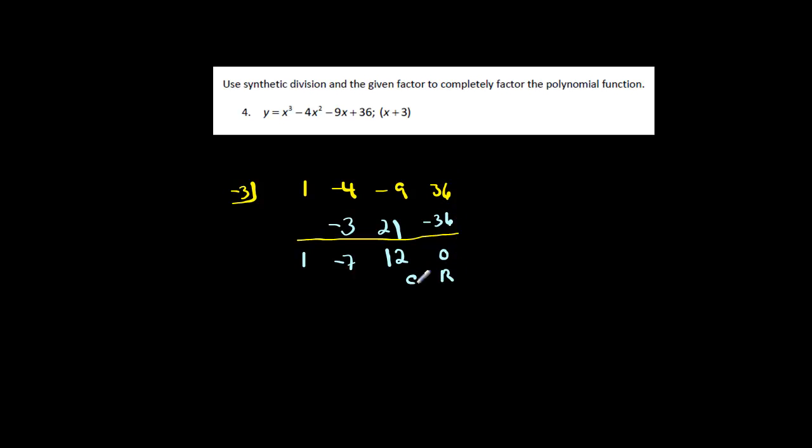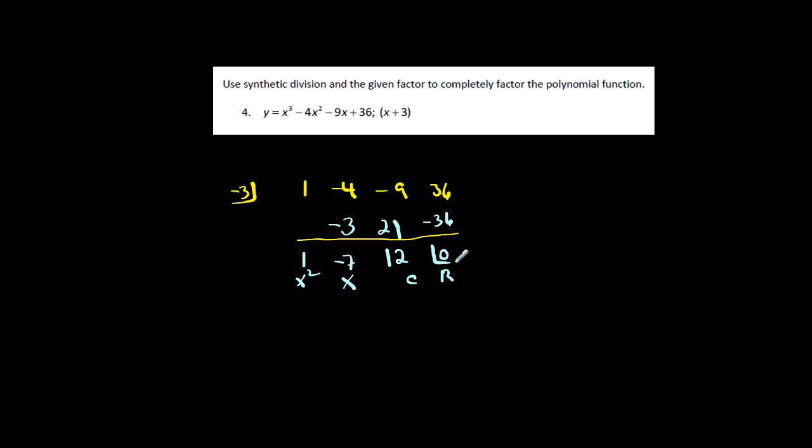Number 4, use synthetic to completely factor. It's all in order, and there's nothing missing. So 1, negative 4, negative 9, 36, dividing by x plus 3, so we're going to use the negative 3 here. 1, drop it down, multiply, add down, multiply, add down, multiply, add down. Remainder, constant, x, x squared.